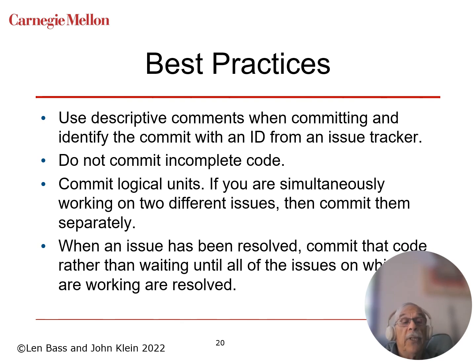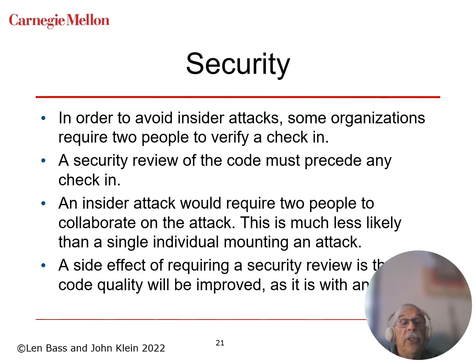So if you are simultaneously working on two different issues, don't commit them together, commit them separately. And when an issue has been resolved, you commit that code. When a single issue has been resolved, you commit the code for that single issue rather than waiting until all of your issues have been done. So there's the notion of the big bang versus the incremental. If you do things one at a time, other people could conceivably take advantage of that, and it's easier.